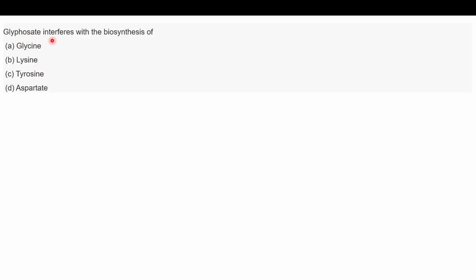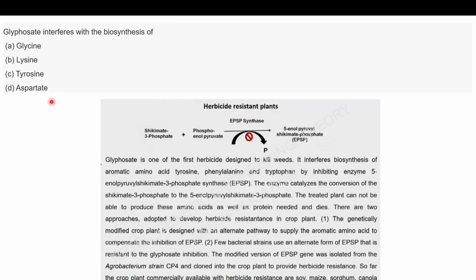Now, glyphosate interferes with the biosynthesis of which particular amino acid? Again, this is used in creating herbicide resistant plants. Glyphosate is one of the first herbicides which was designed to kill weeds. It interferes with the biosynthesis of aromatic amino acids like tyrosine, phenylalanine, and tryptophan. It inhibits the enzyme EPSP, 5-enol pyruvyl shikimate phosphate.